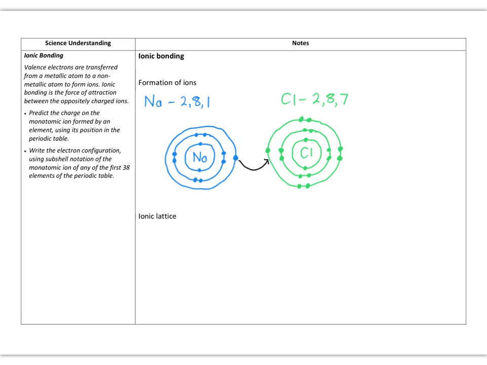When that happens, the sodium has lost one electron, so that becomes 2,8,0 now. It's got 10 electrons and 11 protons, so it becomes a sodium ion with a positive charge because it's got one less electron. The chlorine has now gained an extra electron once that one transfers over, so that has 2,8,8, and has a negative charge because it's got the extra electron.